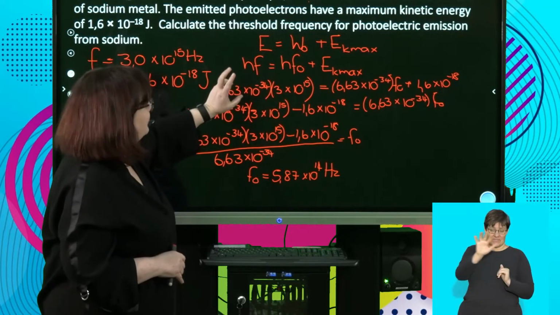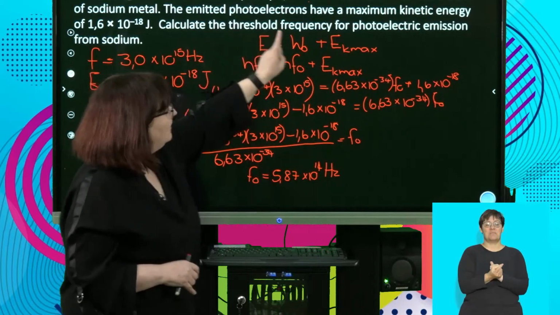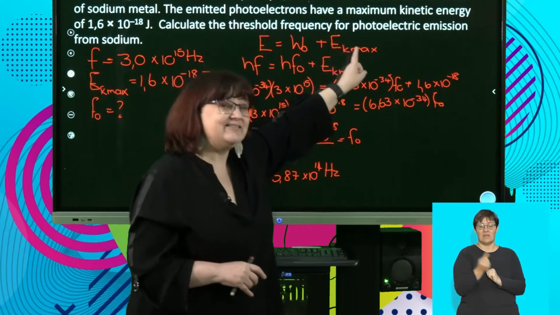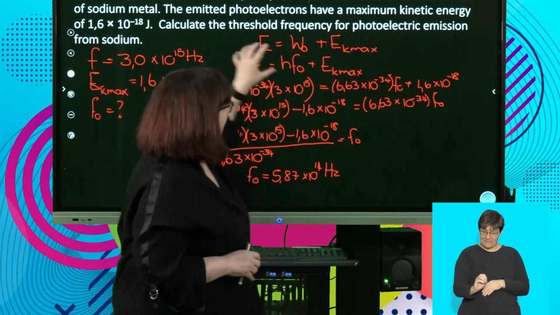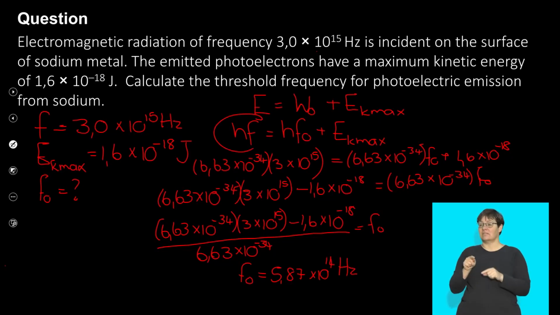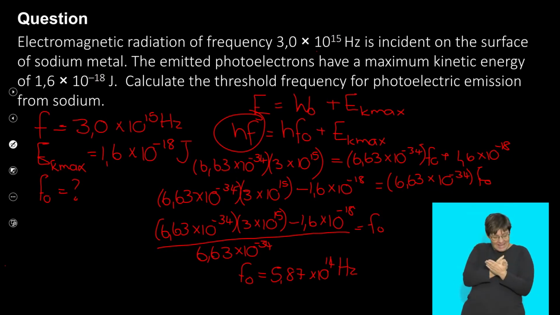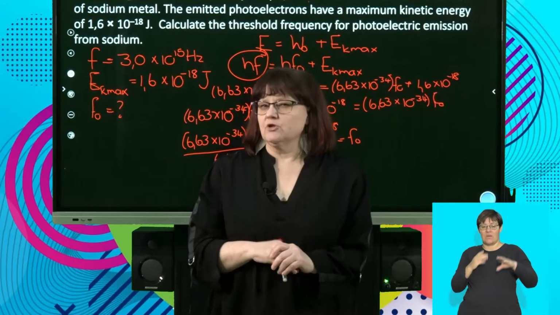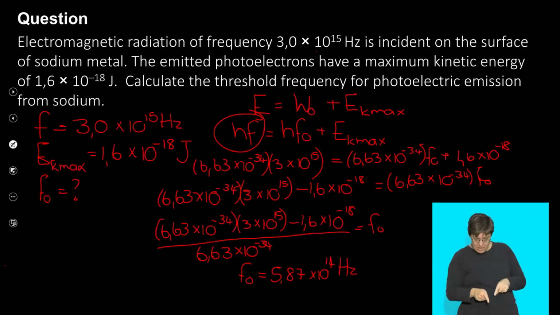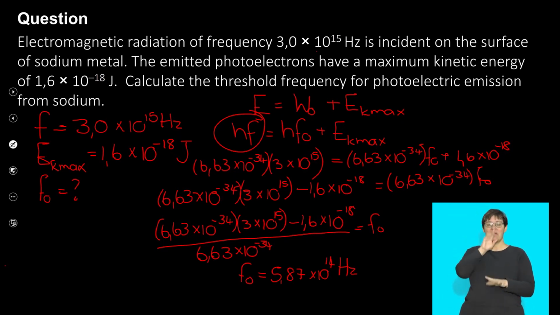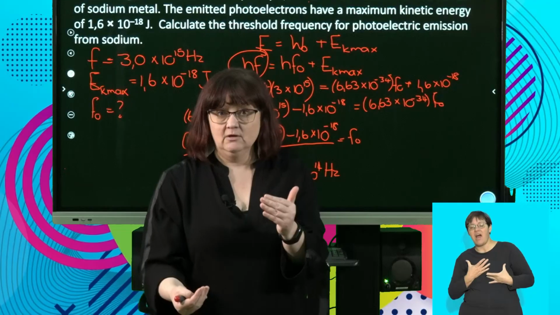And it becomes a problem because for my electrons to have extra energy, kinetic energy, this value must be bigger than the work function. So that's quite important. When you get to the end of your answer, always look at it and ask, does that answer make sense? Does it work with the information I'm given?